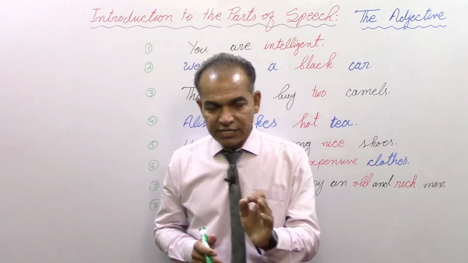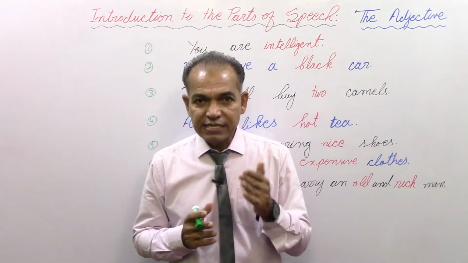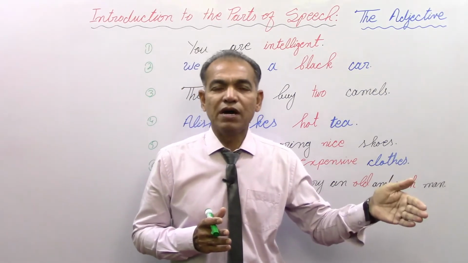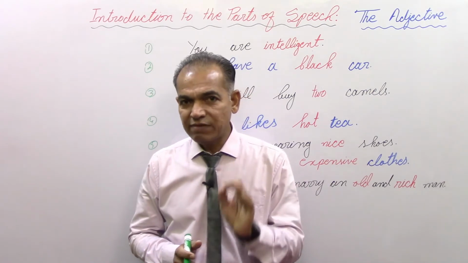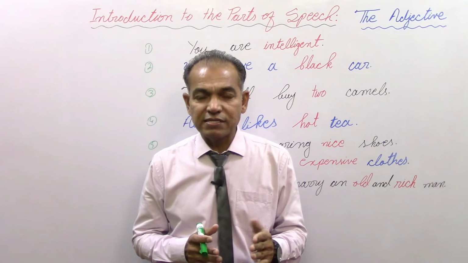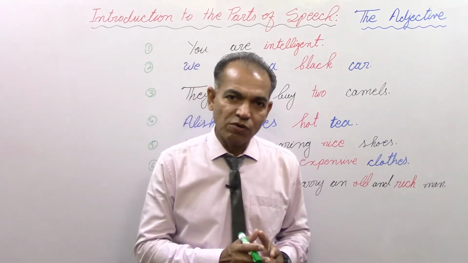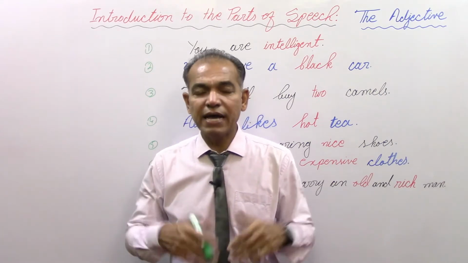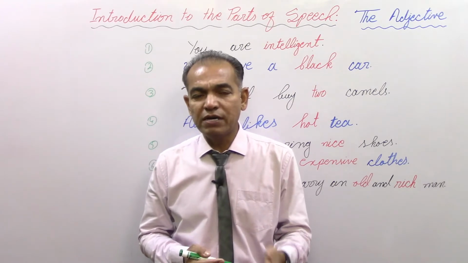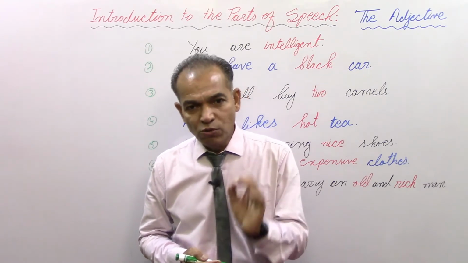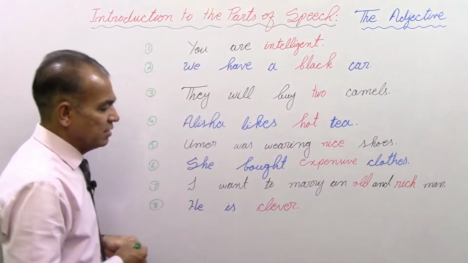What is an adjective? Adjective is a word that adds something to the meaning of a noun or pronoun. Means, in simple words, adjective is a word that gives us some extra information about a noun or pronoun. In the same way, if you want to give some extra information about a noun or pronoun to someone, we will use adjectives. Let's try to understand what is adjective and how we use it.